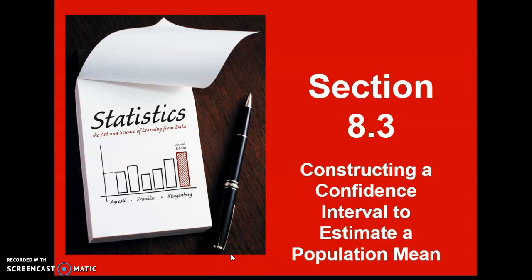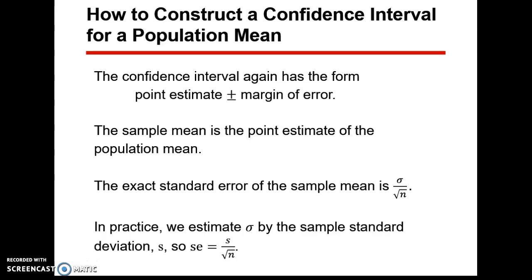In section 8.2, we constructed a confidence interval to estimate a population proportion. This time we're going to do the same thing, but for a population mean. So again, it has this form of the point estimate. Prior, for the proportion, we used the point estimate to be p hat. Now we're doing it for the mean, so we'll use x bar, plus the margin of error.